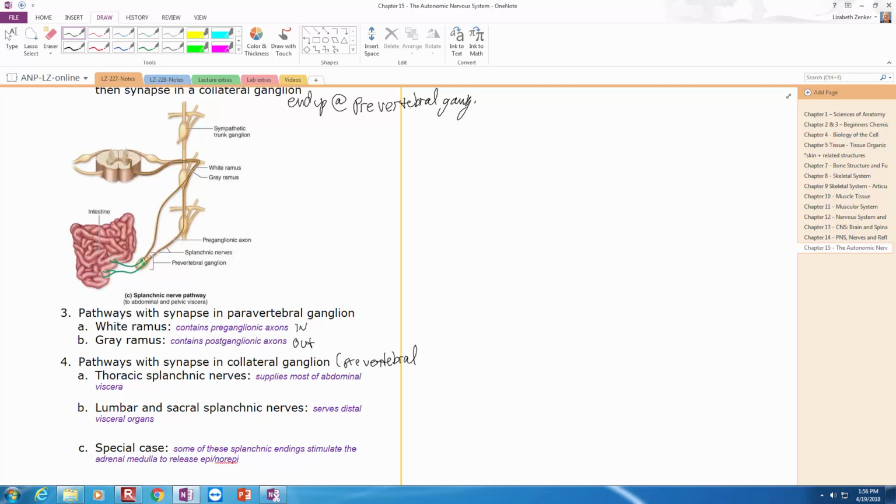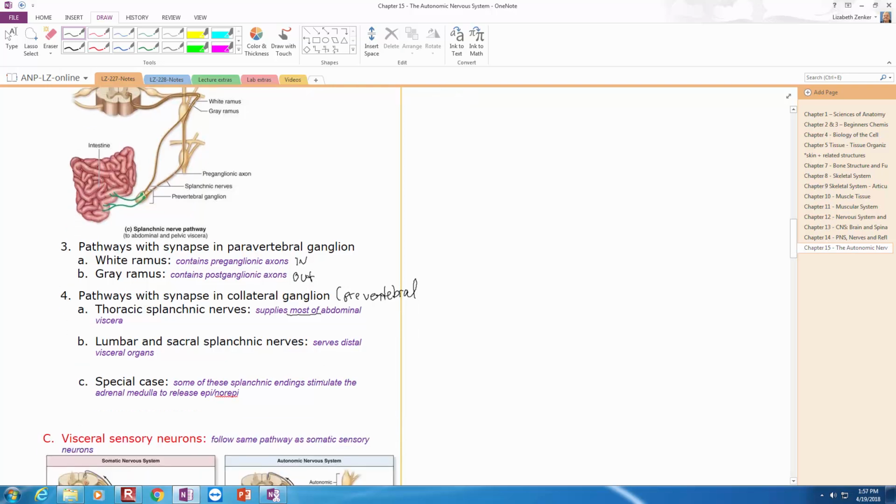Parasympathetic, okay? So thoracic splanchnic nerves supply most of the abdominal viscera, and then the lumbar and sacral splanchnic nerves innervate the distal visceral organs. So that's like your sigmoid colon, the rectum, the bladder, that type of thing. And we're talking about sympathetic if it's lumbar, parasympathetic if it was the pelvic splanchnic. And let's see, what else? There is a special case, it says.